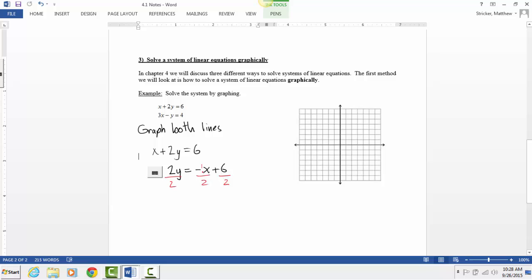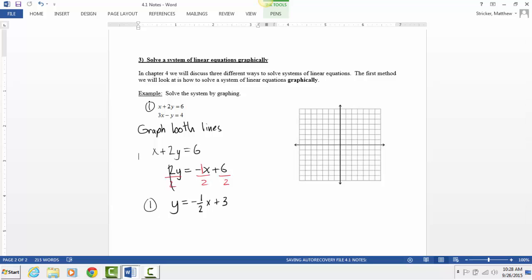Of course, we can think of this as a 1 in front of the x. And so this equation becomes y, because the 2's cancel, y equals negative 1/2 x plus 3. 6 over 2 is 3. That's the first line. It's the same as that one. We just wrote it in a different format.